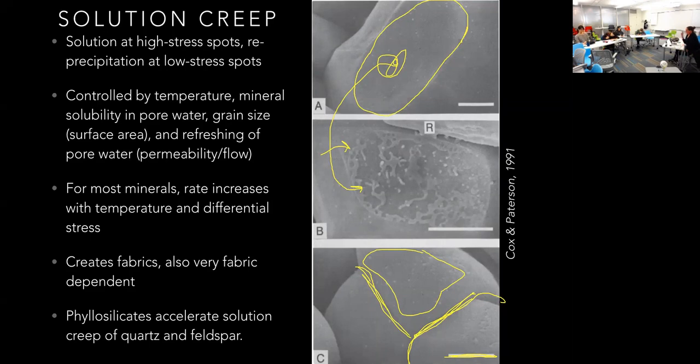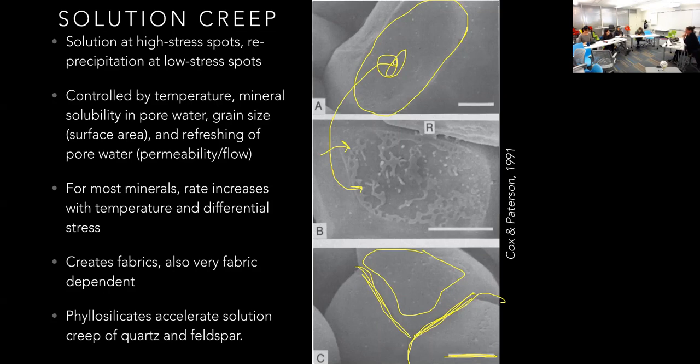A couple of funny things about chemistry, not my forte, but there's been a lot of experiments looking at the role of micas and clays that are near grains of quartz and feldspar. Because of the charge on the surface of micas and clays, they actually accelerate this process. They increase the solubility of quartz and feldspar in pore water. So if you have a dirty sandstone, you can have more strain in the same amount of time by solution creep than if you have a clean sandstone, which is kind of cool.